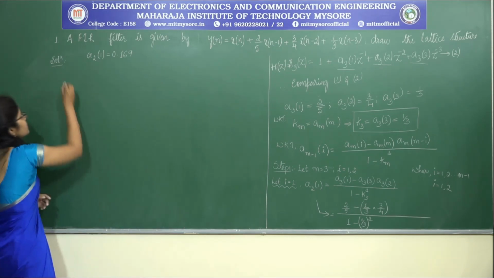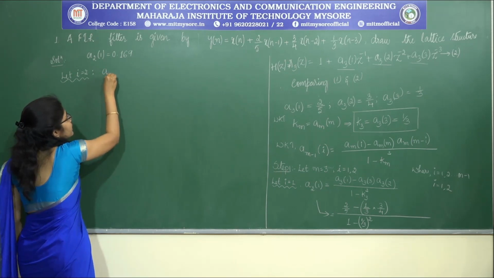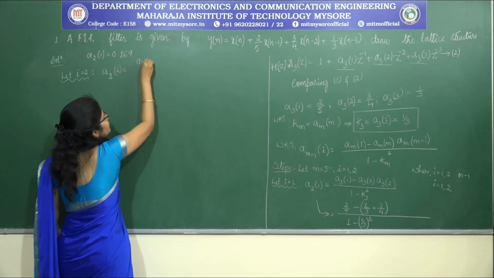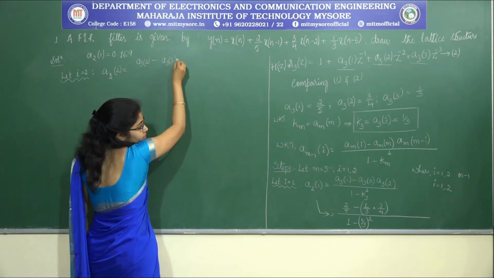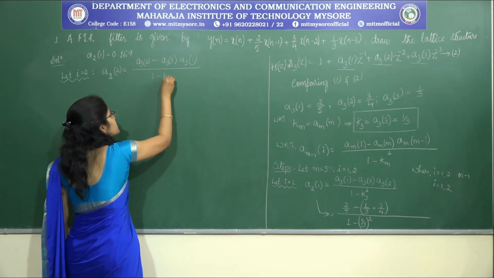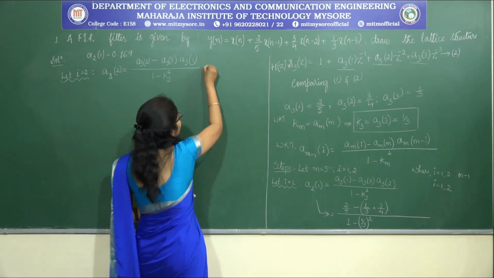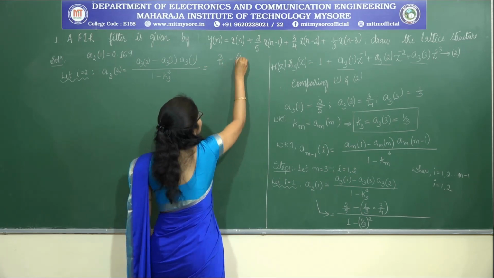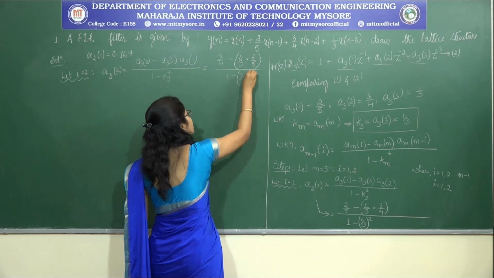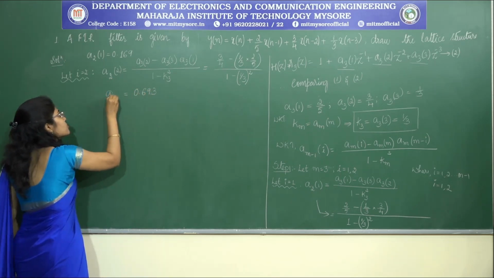Now let us give the second value of i, that is, let i be equal to 2 in the standard equation. So we get a2 of 2 will be equal to a3 of 2 minus a3 of 3 into a3 of 3 minus 2, which is 1, whole divided by 1 minus k3 square. Again I need to substitute the data. What is a3 of 2? a3 of 2 is 3 by 4 minus a3 of 3, which is 1 by 3, into 2 by 5, whole divided by 1 minus 1 by 3 the whole square. If I simplify this, the value of a2 of 2 is 0.693.